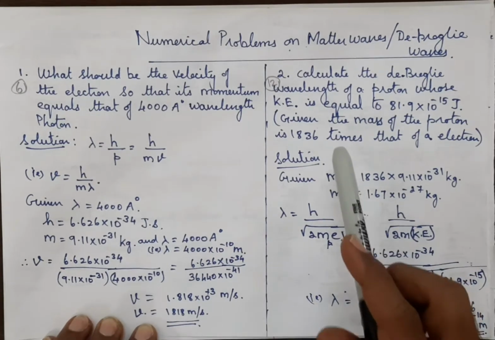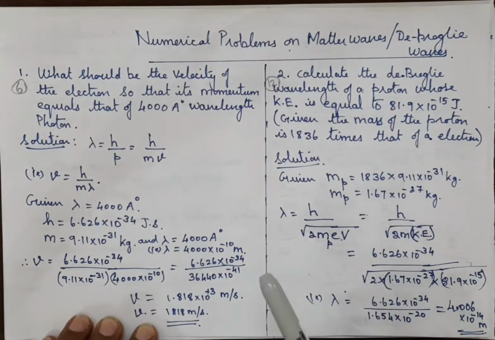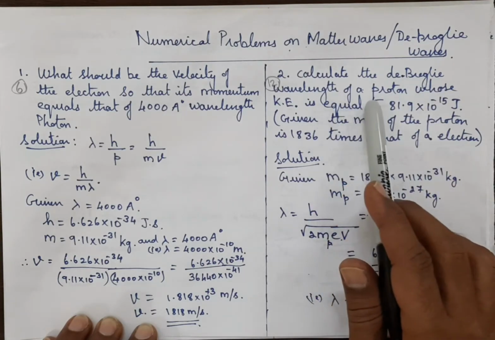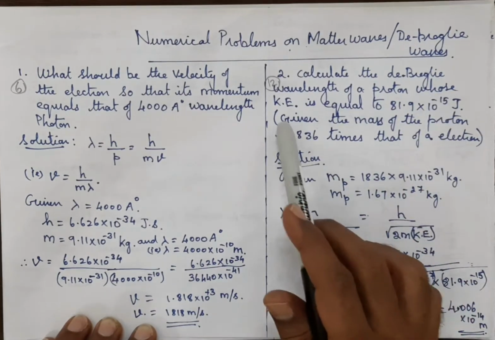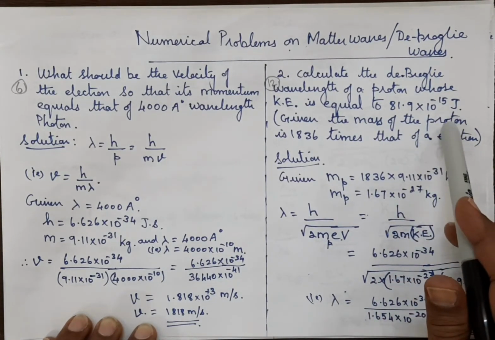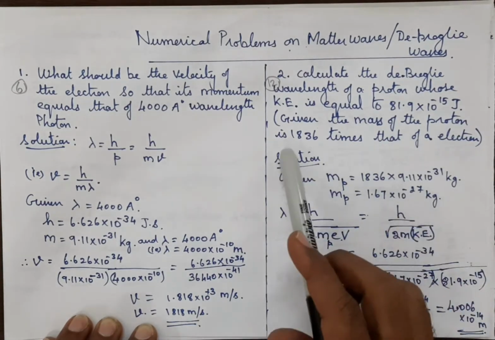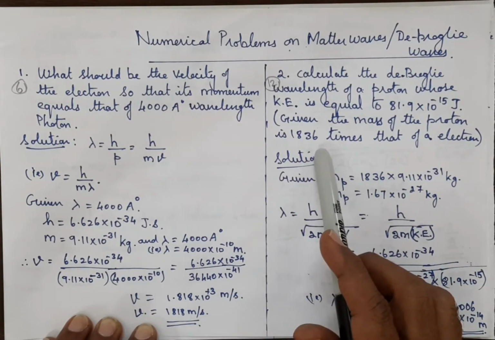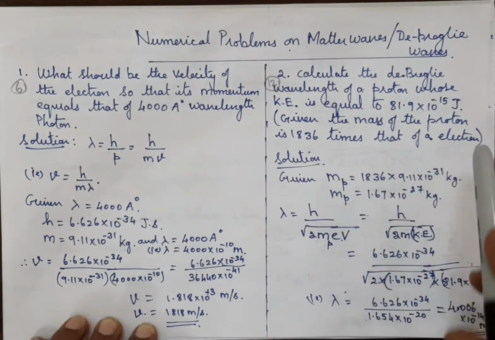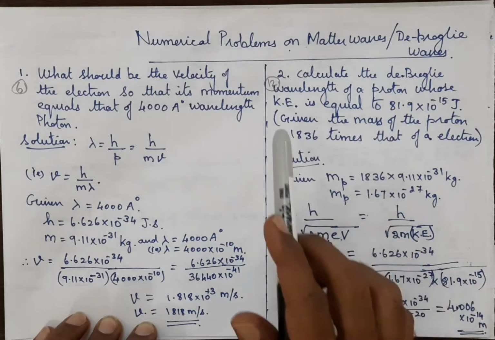This is the second problem, which is the 12th problem in the book back, right? Calculate the de Broglie wavelength of a proton whose kinetic energy is equal to 81.9 into 10 power minus 15 joules. Given the mass of the proton is 1836 times that of the electron. So this is the question. We have to calculate the de Broglie wavelength.